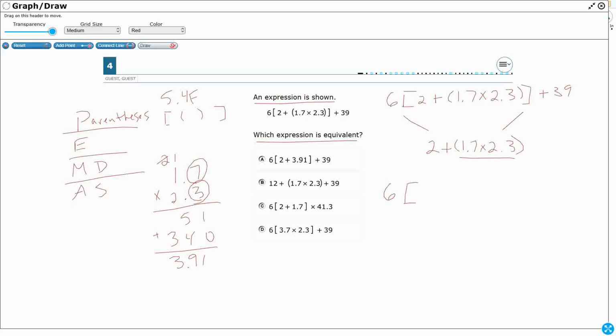bracket 2 plus, and then what I'm going to do is I'm just going to replace 3.91 plus 39. So this was the first thing I needed to do. And then I would take care of the brackets. I would add those, then I'd multiply by 6, then I'd add 39. But this is as far as we need to go.